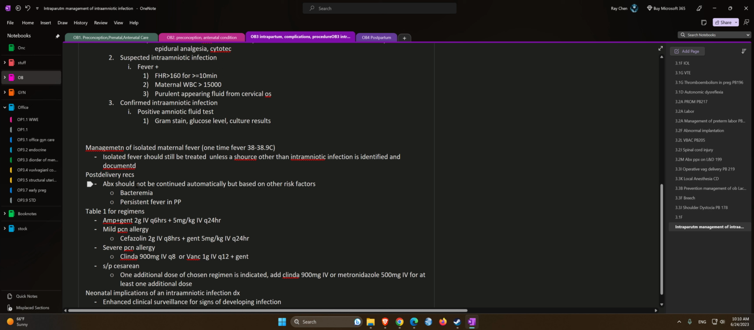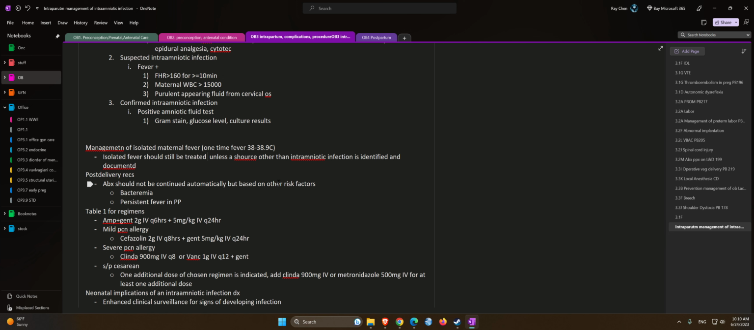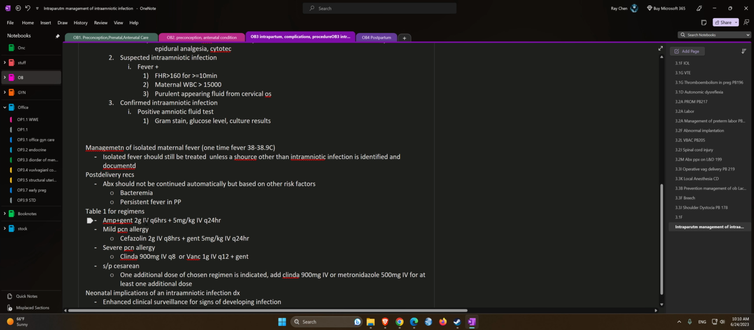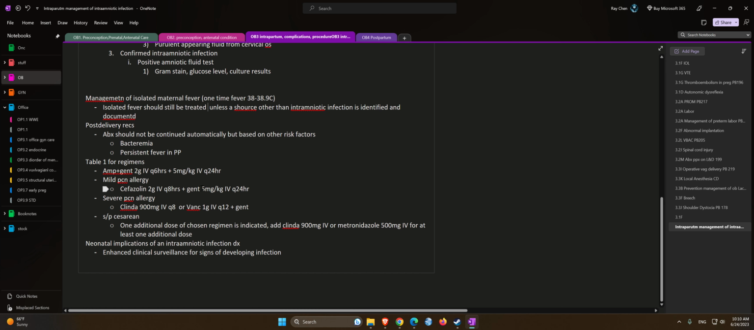Post-delivery recommendations: antibiotics should not be continued automatically, but based on other risk factors, such as if the patient had bacteremia or persistent fever in postpartum. Table 1 is the regimen. We'll talk about this at the end.